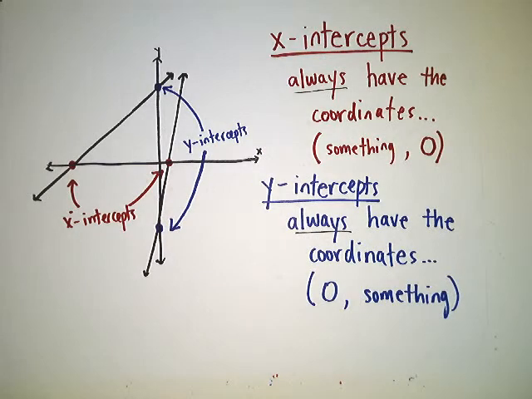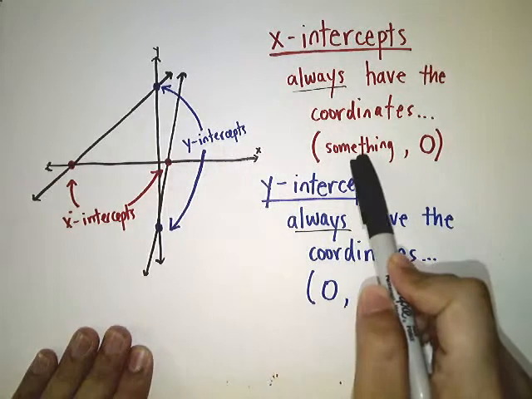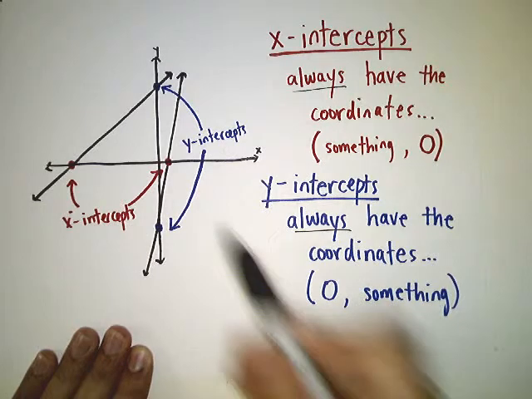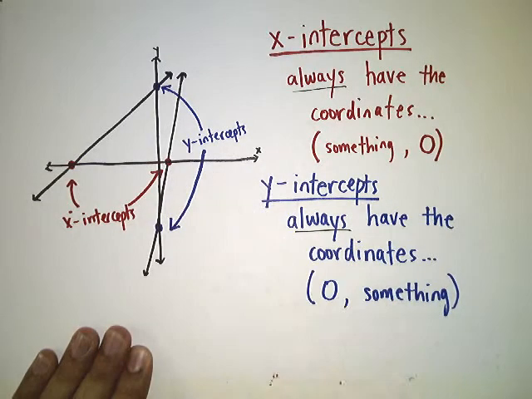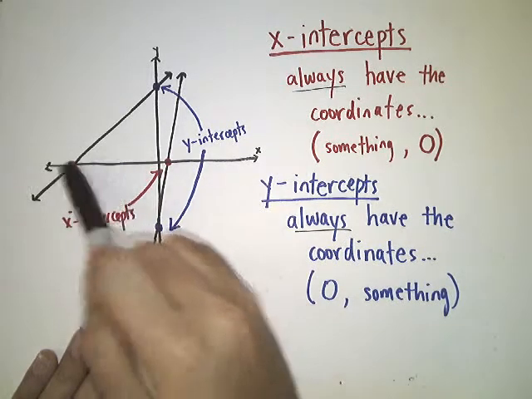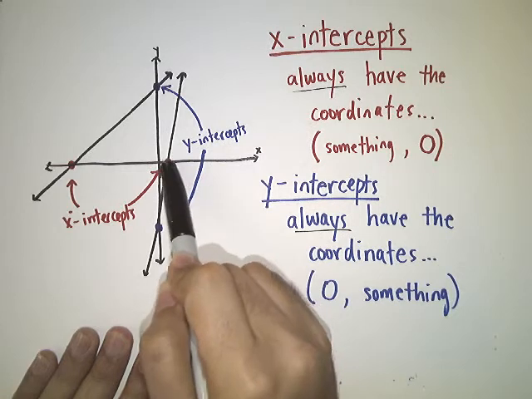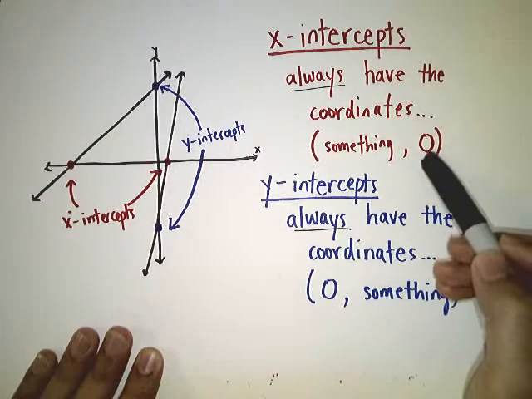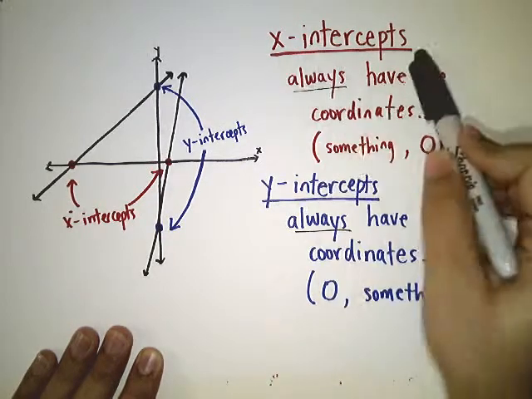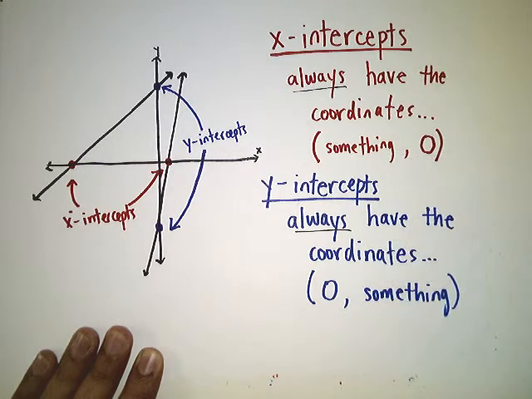So what you want to notice here is x-intercepts always have the coordinates (something, 0). That's because whenever we have an x-intercept, we know that if we start at the origin at (0, 0), we're going to have to go either left or right to get to that x-intercept. And once we get there, we're not going to have to go up or down at all. That's why the y-coordinate of it is always 0. So x-intercepts always have the coordinates (something, 0).